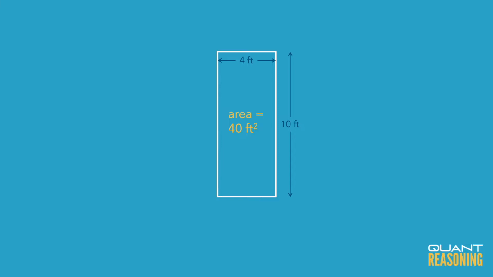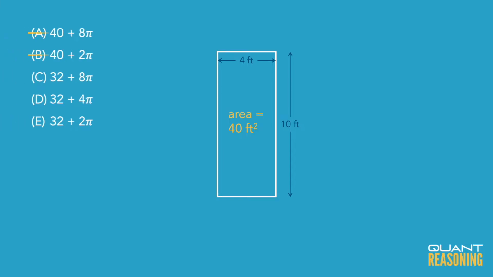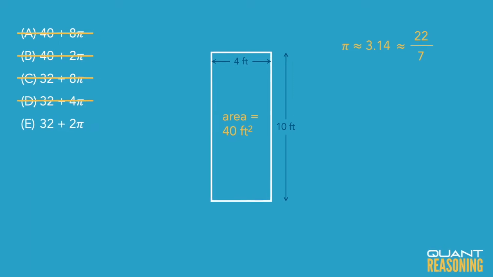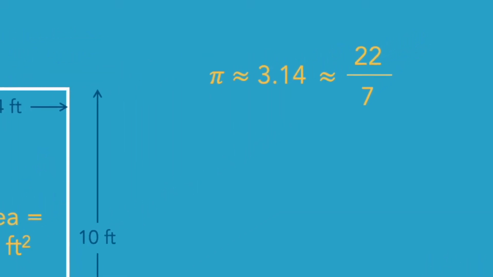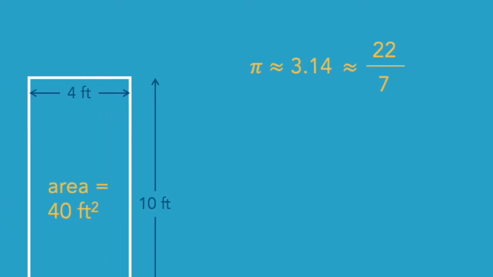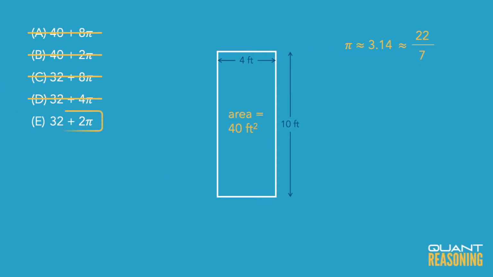And if we look at the answer choices, there's actually only one answer choice that is under 40. The first 2 answer choices are 40 plus something, so we can eliminate those. And the next 2 answer choices are 32 plus a thing that is more than 8, right? Remember that pi is approximately 3.14 or 22/7. Those are 2 good things to memorize for pi. Okay, so it's approximately 3.14, it's approximately 22/7.